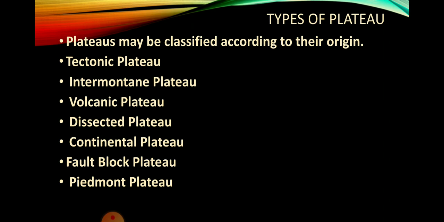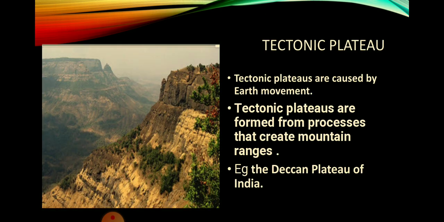Now in the coming slides, we'll study each one in detail. What is a tectonic plateau? Tectonic plateaus are caused by the movement of the earth. You can see the tectonic plateaus here. The Himalayan ranges are also formed by tectonic action, as we studied when we studied mountains. Like that, these plateaus are formed by tectonic movements, that is, movements inside the earth's crust and the moving of the tectonic plates, etc.